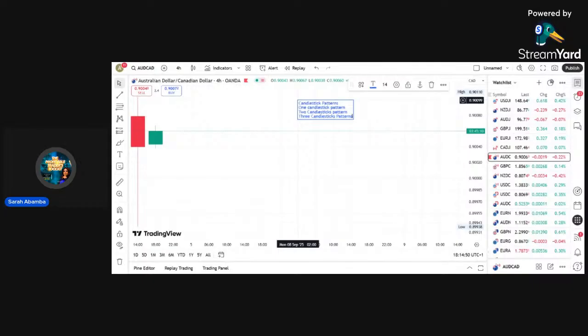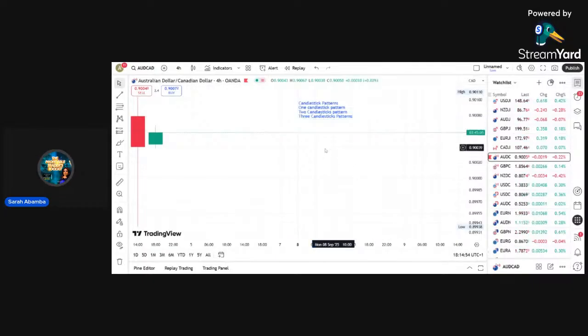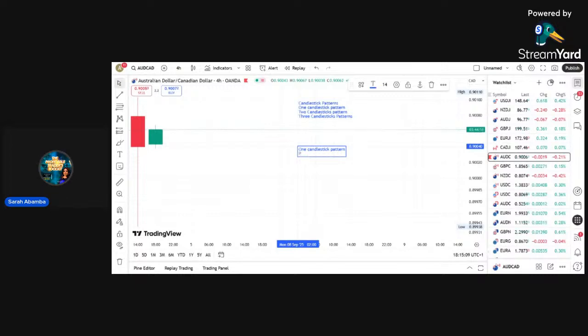I'm going to be taking them one after the other. We start with one candlestick pattern. For the one candlestick pattern, we start with the pin bar, and we have the doji. So this is what we are going to be starting with.